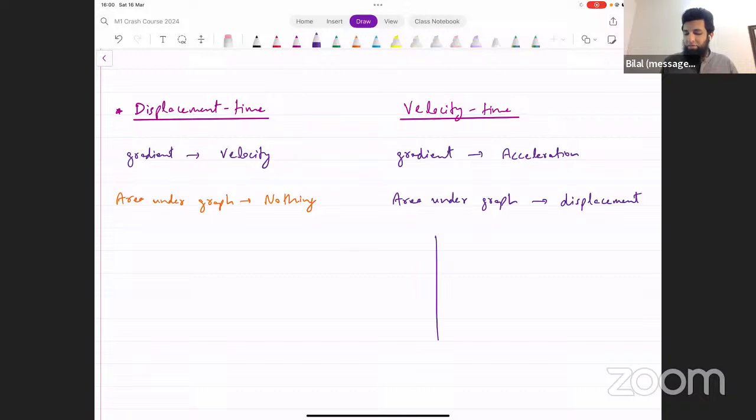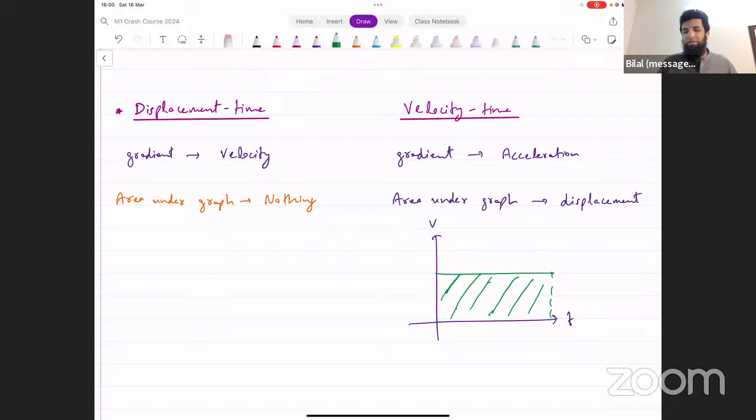Because if you have a graph like this, for instance, this is time, this is velocity. If you have this area, how do you find this area? If it's a rectangle like this, you find this area by doing length into width. What's length? T. What's width? V. V into T. What's velocity into time? That's displacement. So if it was some other graph as well, a curve or an upward sloping line or a downward sloping line, the area under the graph is going to represent displacement.